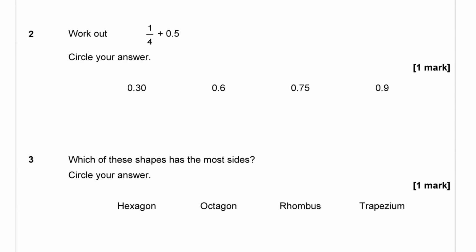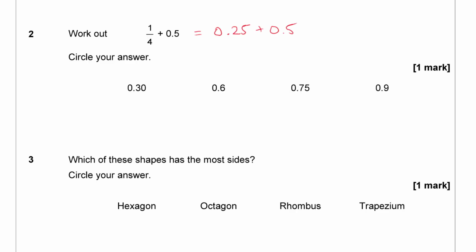Question 2, work out a quarter plus 0.5. Okay, so these are mixed, aren't they? I've got a fraction and a decimal. I think the easiest thing here is to convert the fraction into a decimal number. Now you should know that 1/4 is the same thing as 0.25. It's just a good idea to remember these common fractions, what their decimal equivalents are going to be.